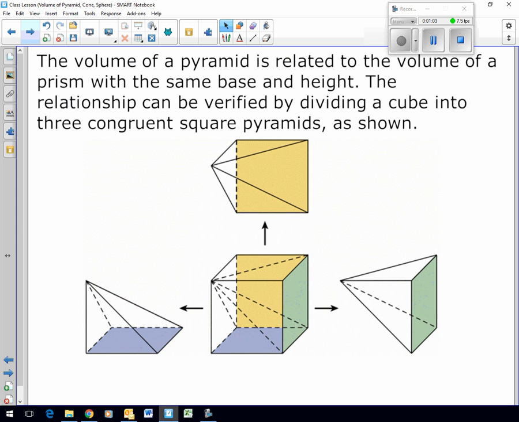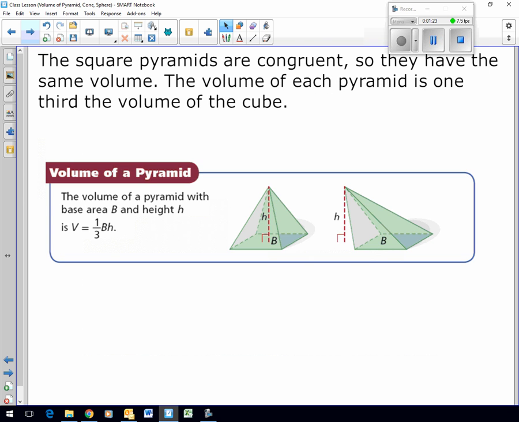But when I apply their height, it's different, right? Now let's just use some intuition here. Which one of these two would have the larger volume? The cube, right? Yeah, the cube would have the larger volume, and that's reflected in our formula, okay? Because our formula is 1/3 base times height.